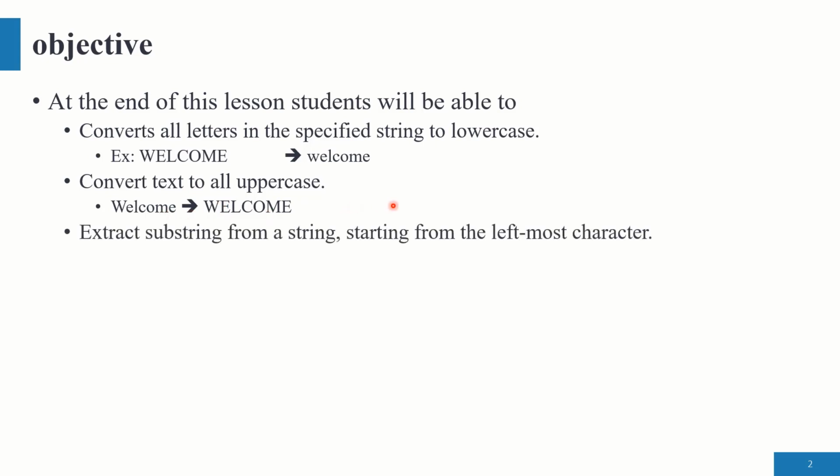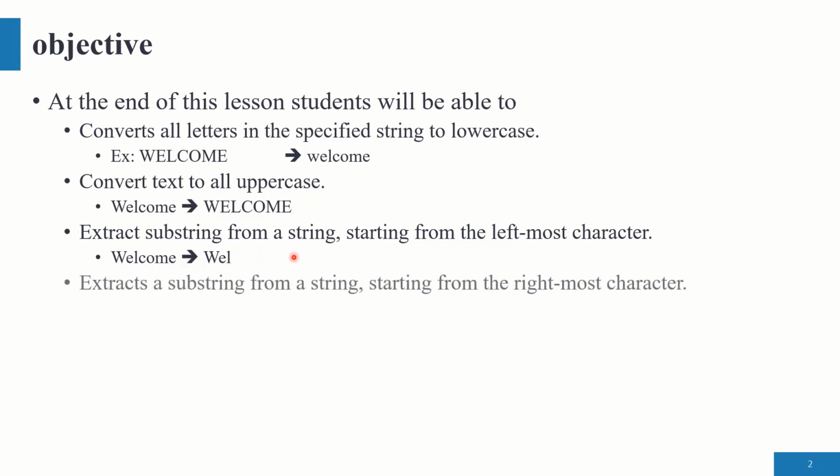Next, we talk about extracting a substring from a string, starting from the leftmost character. A string means a text. What does substring mean? Take a look at this example. You have the word welcome and you want to separate some characters from this word, taking some characters out from left to right. When I use this function, it takes out only WEL. Which function do we use?